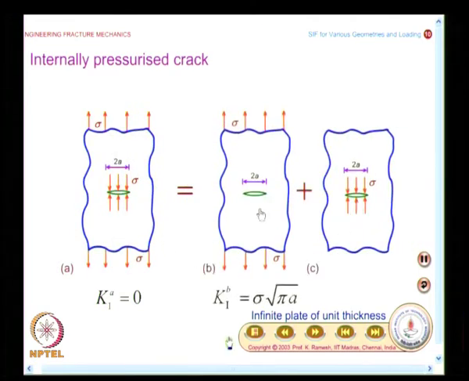So, I am going to rewrite this in this form. I split this as one problem where I have a crack which is subjected to uniaxial tension. Then I take up another problem wherein the crack is closed by the stress sigma. And we have already noted for problem A, the stress intensity factor is 0. For problem B, that is denoted as K1B, we know the value is sigma root pi a.